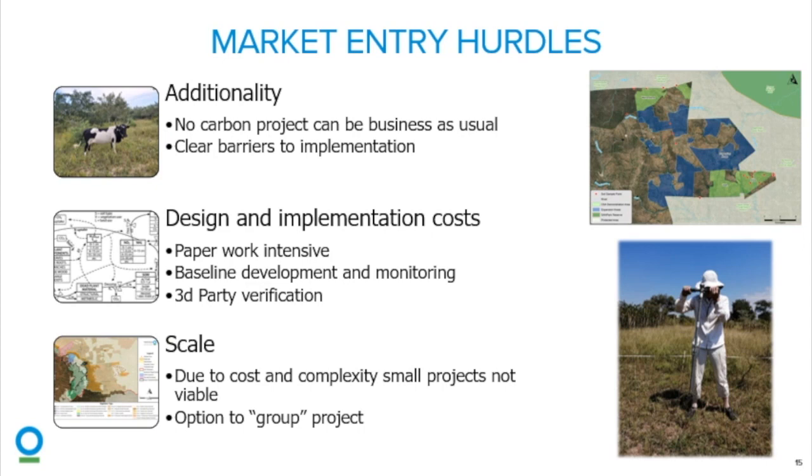It is very difficult also to register small projects. The only way to overcome this is to group small projects together. The VCS does allow for this. Nonetheless, with increasing carbon prices, there is definitely an opportunity for rangeland restoration activities in Africa, and especially in South Africa, to register as carbon projects and generate extra income.